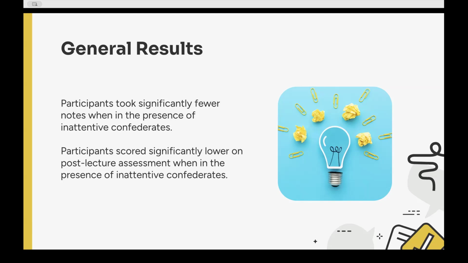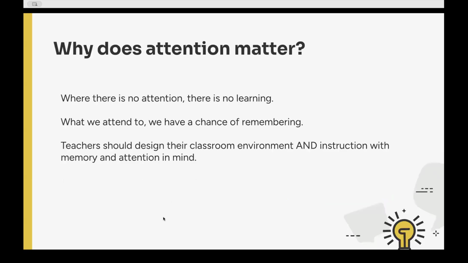People that were around the inattentive Confederates took fewer notes, significantly fewer notes. Participants that were around inattentive Confederates scored significantly lower on the post-lecture assessments, right? So the idea that being around an inattentive Confederate doesn't impact me? Well, these three studies aren't showing that result. They're showing the opposite of that, right? Okay. So why does this matter?